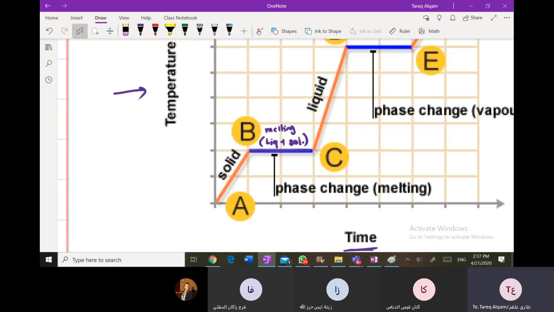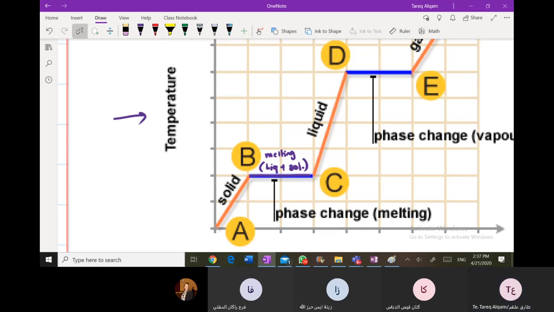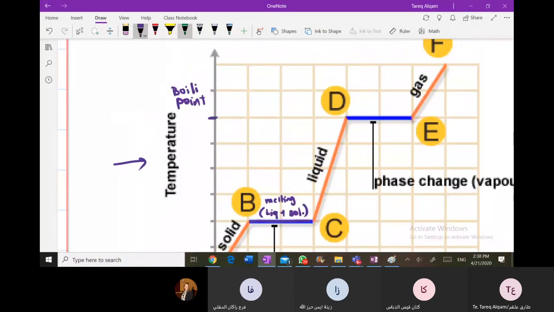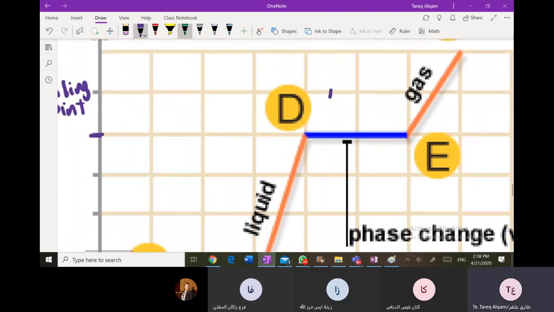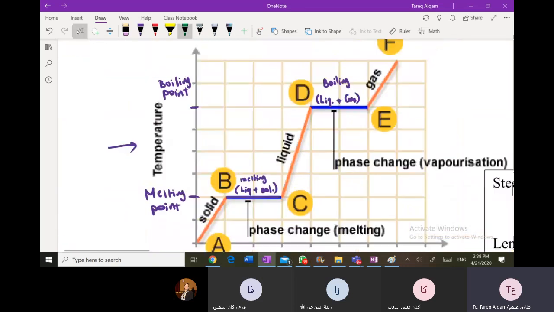After the solid becomes liquid, if we continue heating this liquid, the liquid may reach a boiling point. Well, this is a melting point, right? During the boiling process, guys, as what you see here, the temperature does not change. We discussed that, guys, before. And here we have liquid and what? Gas in this phase change.